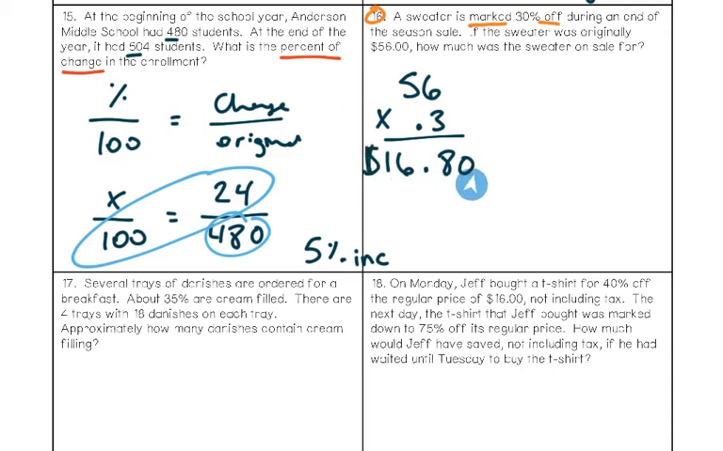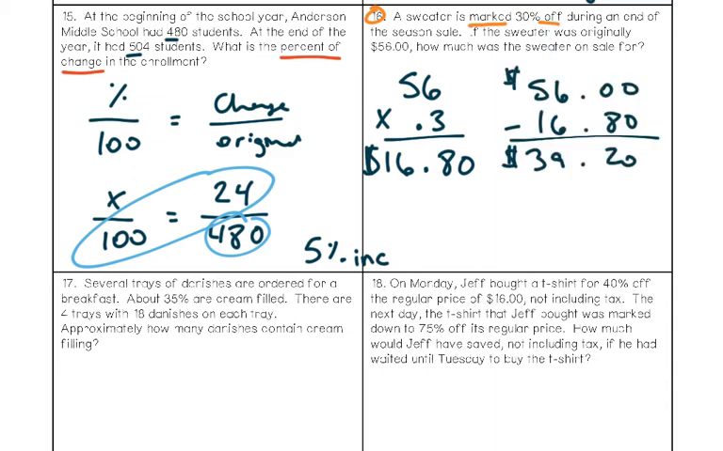That is my discount since it's marked 30% off. I found 30% of the total 56 and I got $16.80. Like I said, it's marked off. That means I can subtract that from the total and I get my final total price of $39.20. That's how much the sweater is on sale for.